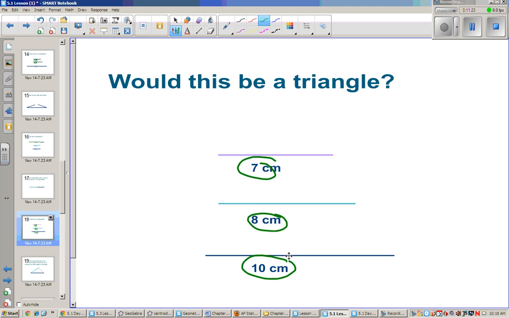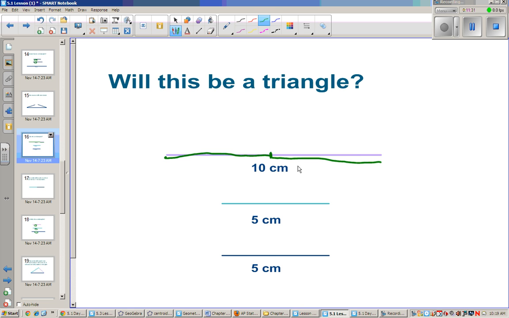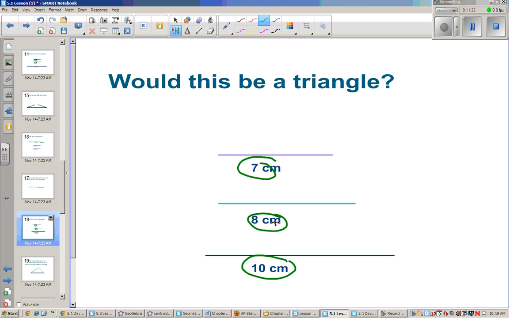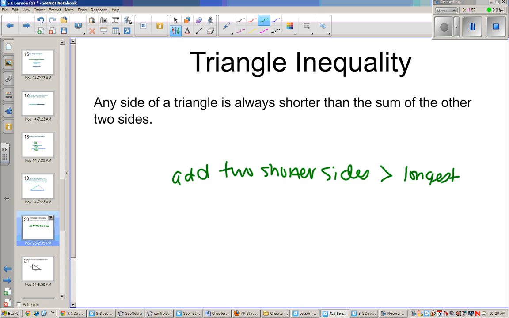Right? So if we look back at the first one, the two sides added together, the short ones, were smaller than the biggest one. This one, it was equal and it didn't create a triangle. But finally, once we got it to be bigger than the third side, it created a triangle. So that's called the triangle inequality. What it says is any side of a triangle is always shorter than the sum of the other two sides. So what I do is I take my two shorter sides, and that has to be bigger than the longest in order to create a triangle.